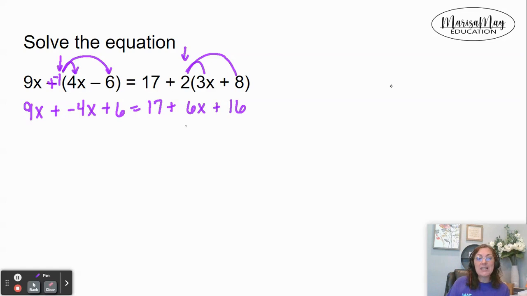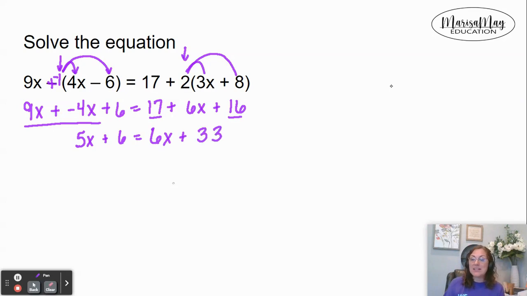Now, before we do anything to both sides of the equation, let's collect like terms. So I'm going to add the 9x plus -4x. That'll give me 5x plus 6. And then I've got 17 plus 16, and that's going to give me 33.